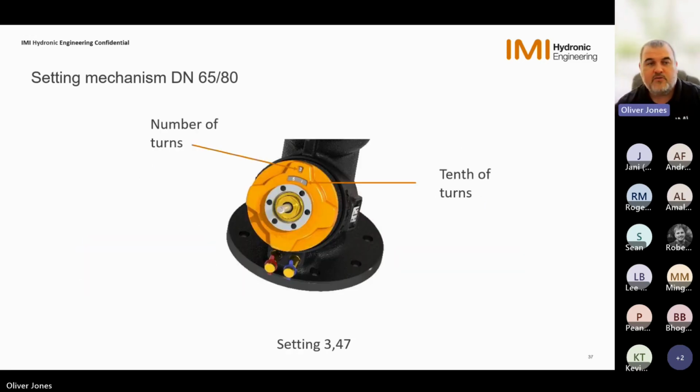For the slightly larger valve, we have the large orange hand wheel. The top indicator, which you can see on this, shows 3, and then the 10th of turns are below. So this is for setting 3.47 currently on this valve. If we want setting 5, we just open it to 5 and 0. Setting 3.5, we just slightly open that more, and so on and so forth. And to fully close both, we would 0 both valves.